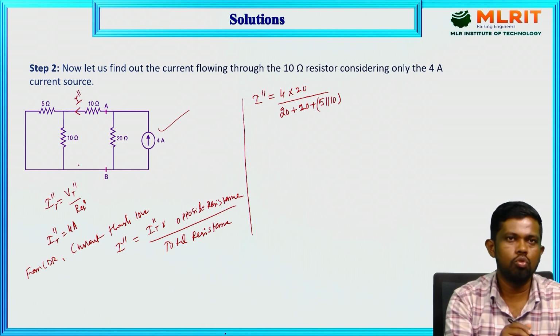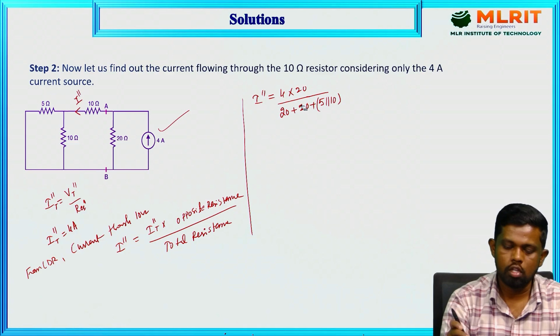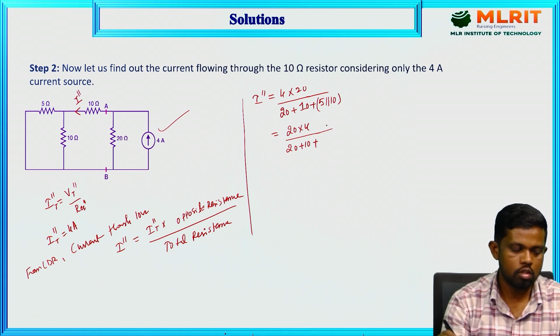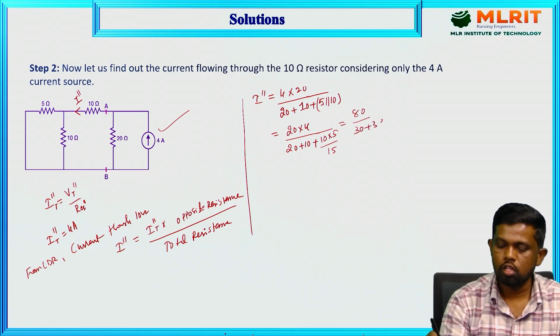The combination of these two is a parallel combination of the 5 and 10 ohm resistors. So that is 20 plus 10 plus 5 parallel to 10, and this is 10 ohm only. So the resultant value is 20 into 4 upon 20 plus 10 plus 10 into 5 upon 15, which equals 80 upon 30 plus 3.33, and finally we got 80 upon 33.33.